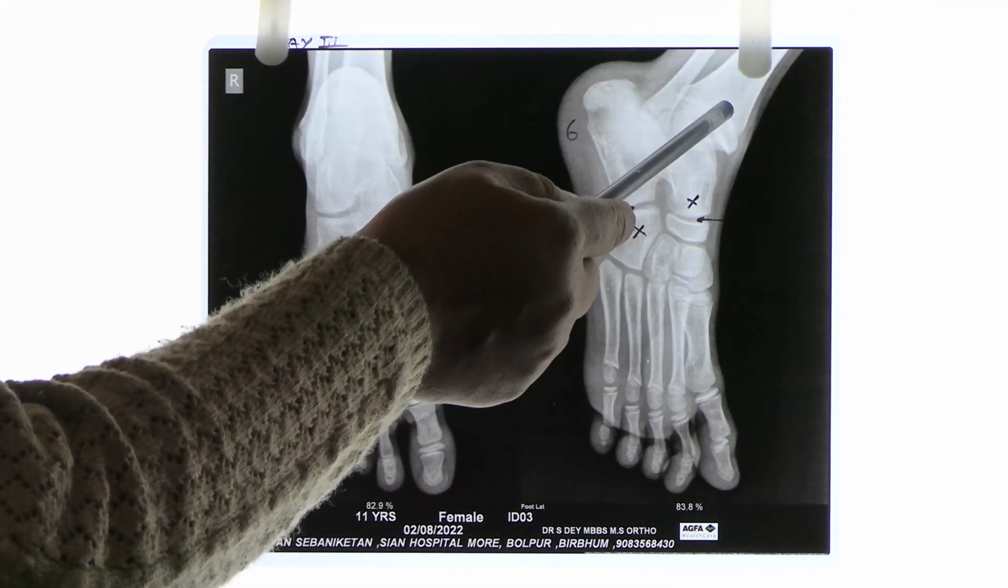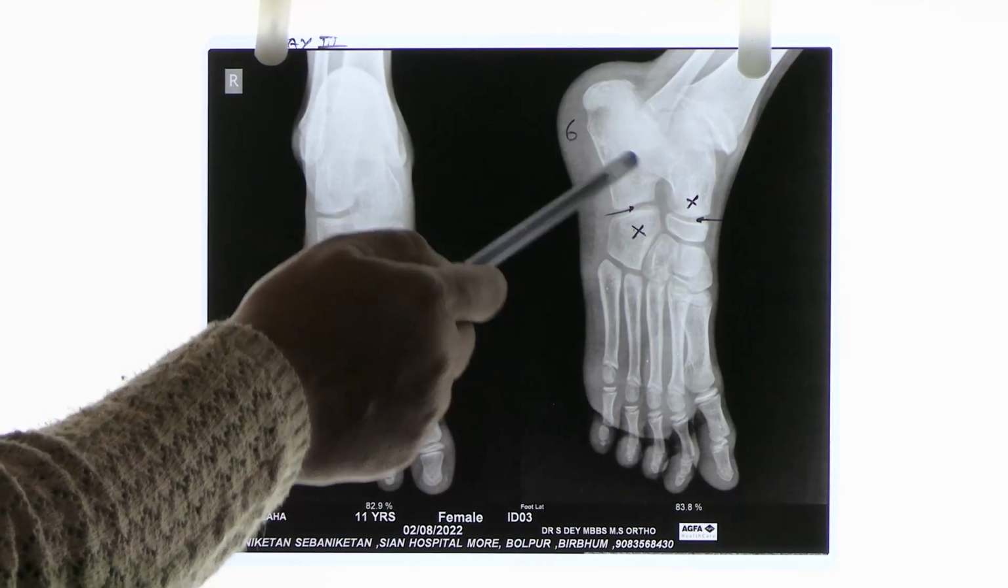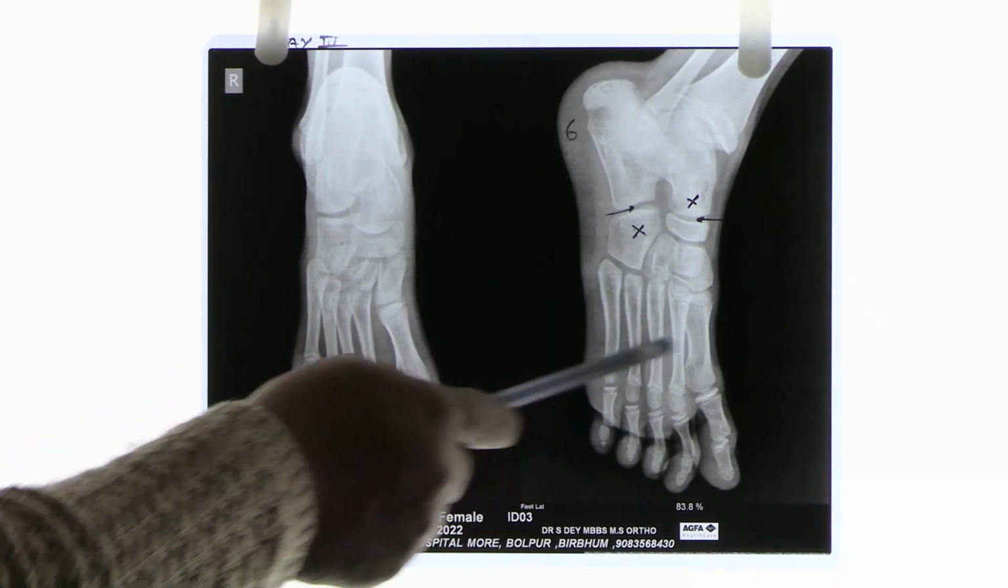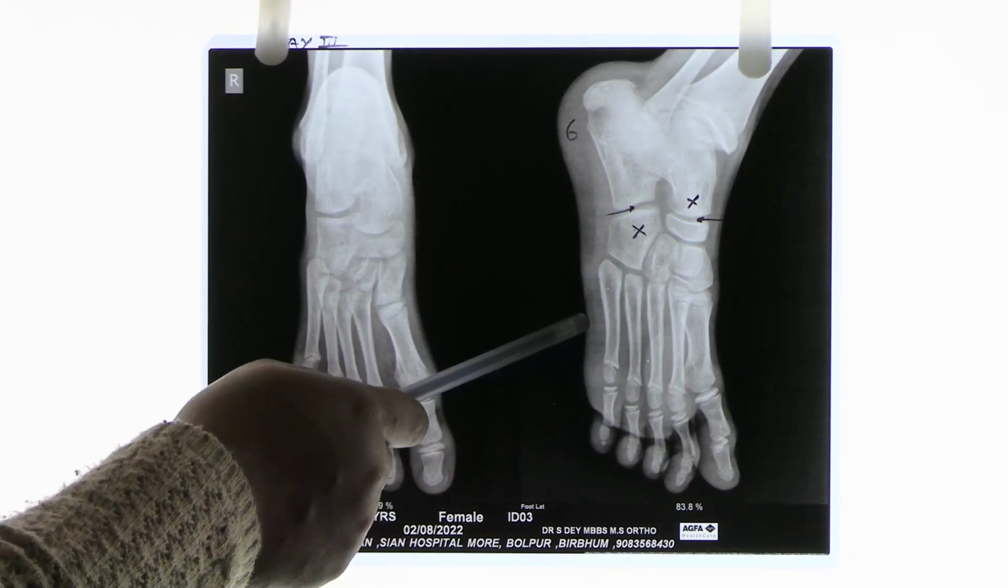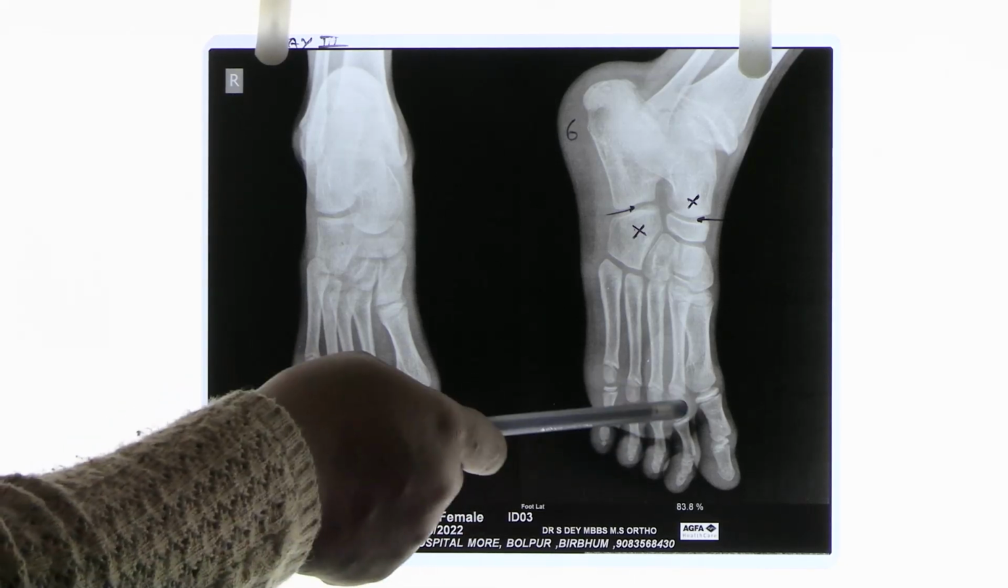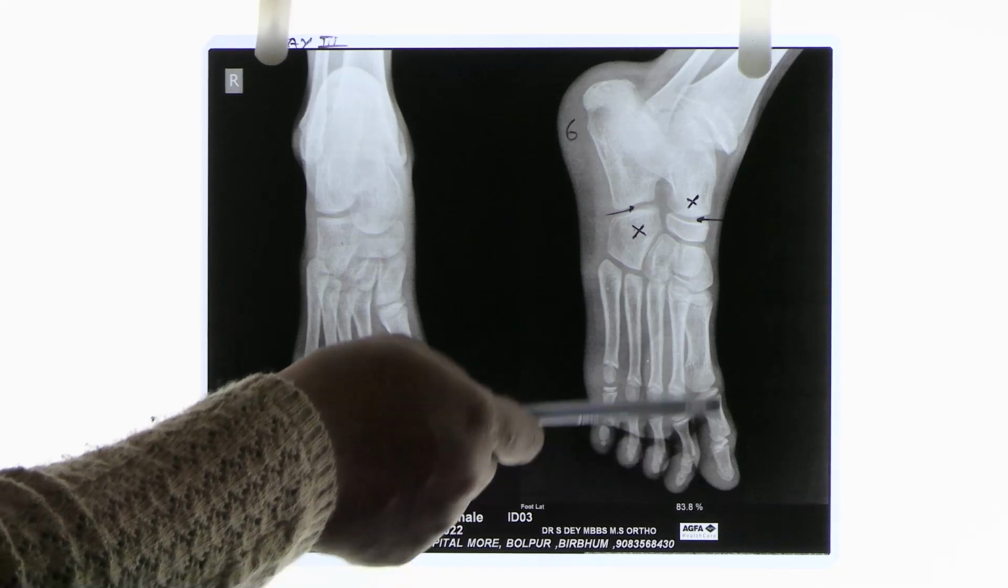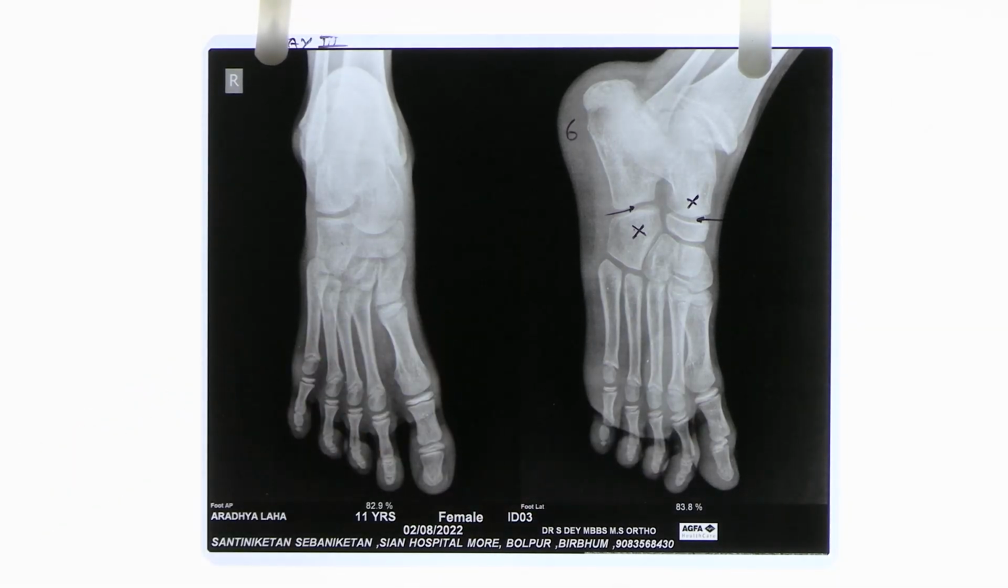Here also you can see the lower end of tibia, fibula, talus, calcaneum, navicular, cuboid, three cuneiforms. These are the metatarsals, first, second, third, fourth, fifth. These are the epiphyseal centers, here near the head, here near the base. All these phalanges near the base.